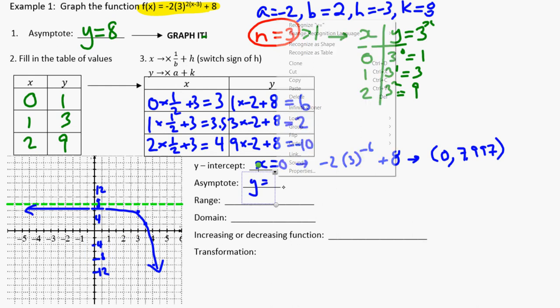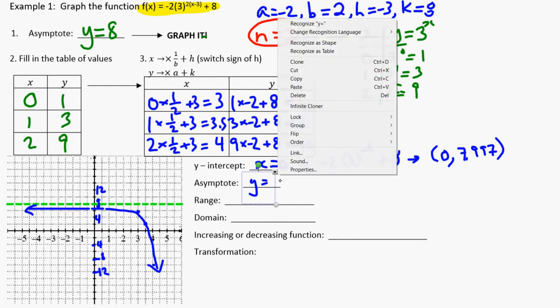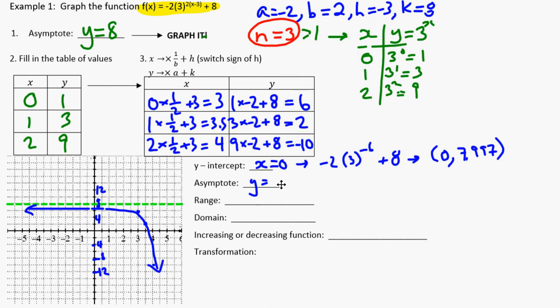All right, asymptote. We already got that. Y equals 8. Range. Y such that y is less than 8, since my a value is negative. My domain is all real numbers, x such that x is a real number. Sorry about my terrible writing, that is an x. Increasing, decreasing, so going from left to right, we can see my y values are getting smaller, so this would be a decreasing function.